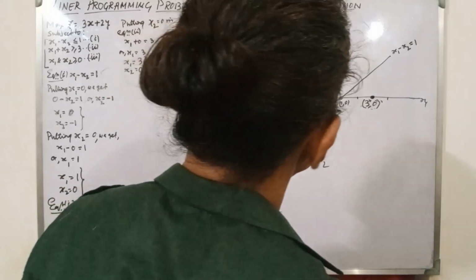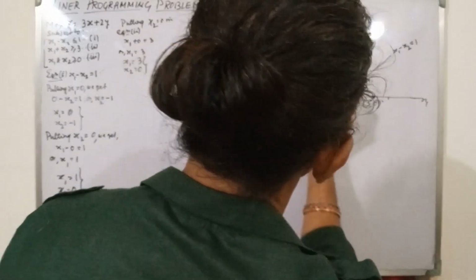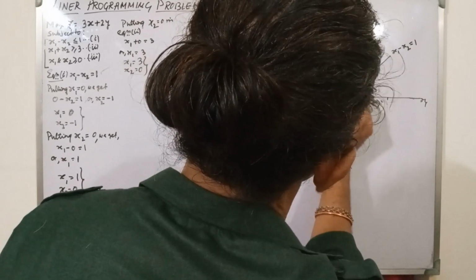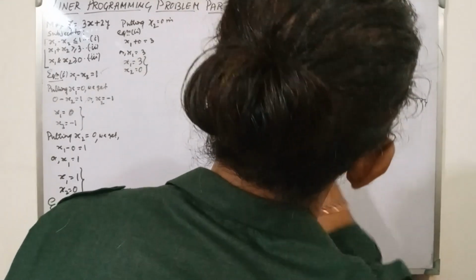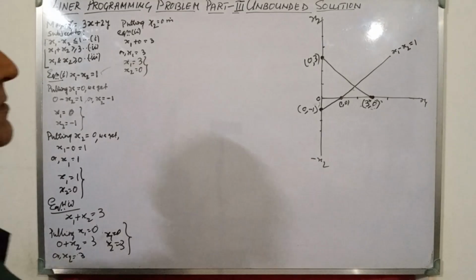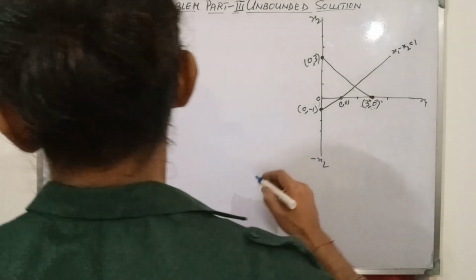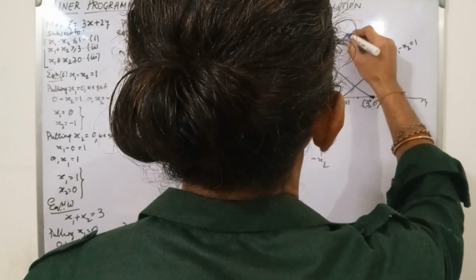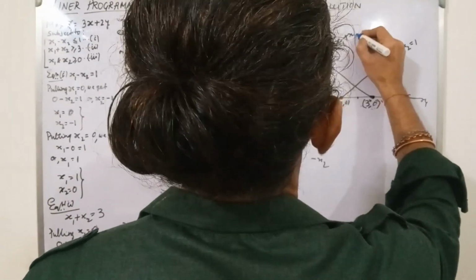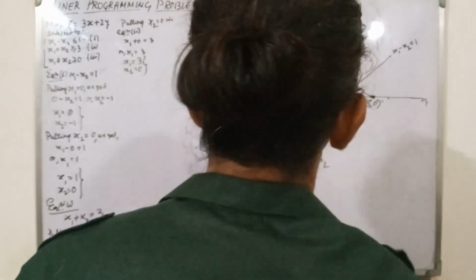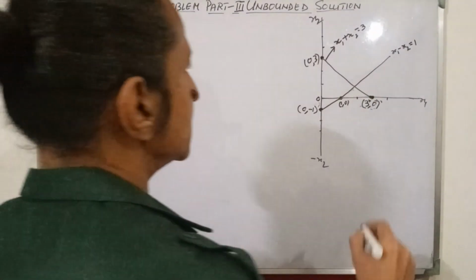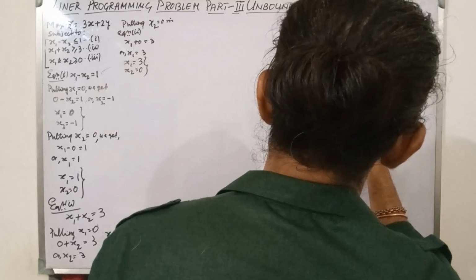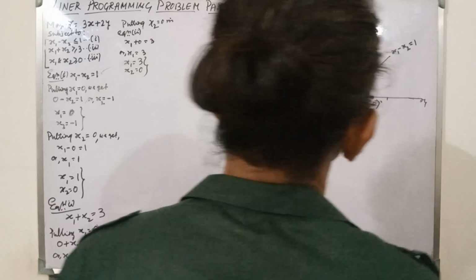Now you can join these two coordinates by a straight line. So this is which equation? This is x1 plus x2 equals 3. Now these two straight lines intersect at this point. Let this point be A.